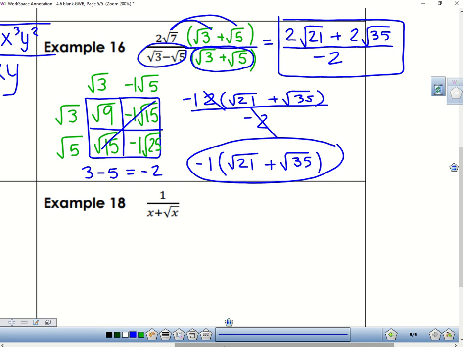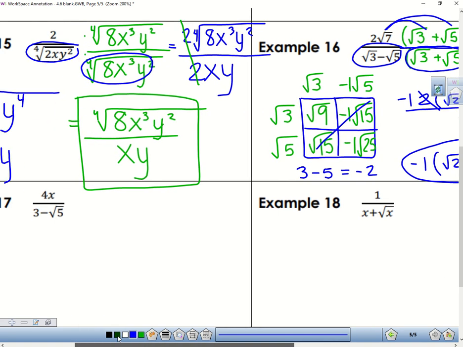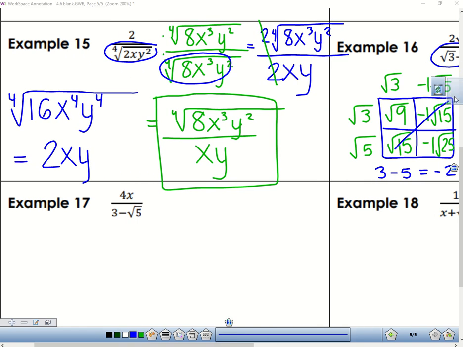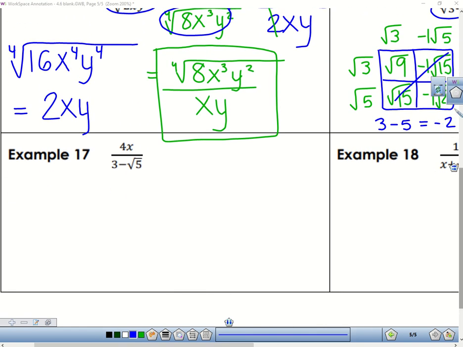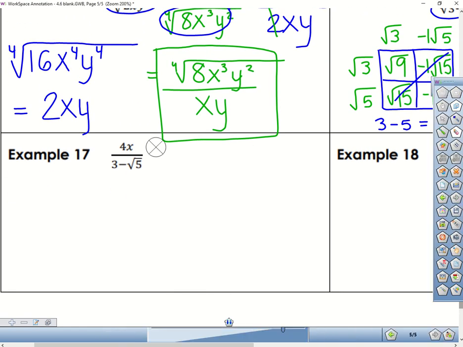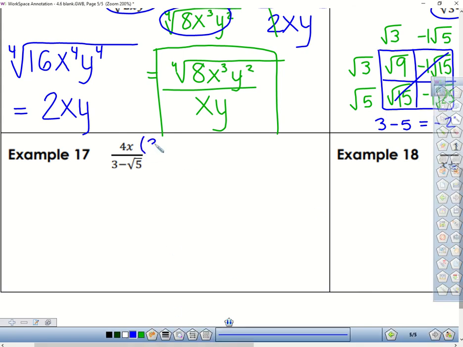So the last one that we're going to do together, and then we'll do 18 individually, is 17. For number 17, we're going to multiply my numerator and denominator by the same expression, but we just change the sign in the middle. That's how you know what to multiply by, because this is a method that will help us cancel out the root in the denominator. Now in the numerator, we should be able to use the what property?